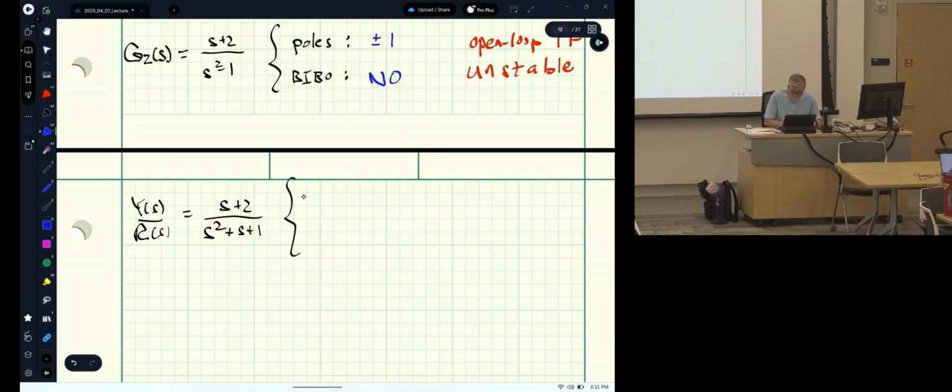Okay. The poles, grind out your quadratic formula. You get minus a half plus or minus square root of 3 over 2 times i. Now, given that the poles are minus a half plus or minus square root of 3 over 2 times i, is it BIBO stable or unstable?